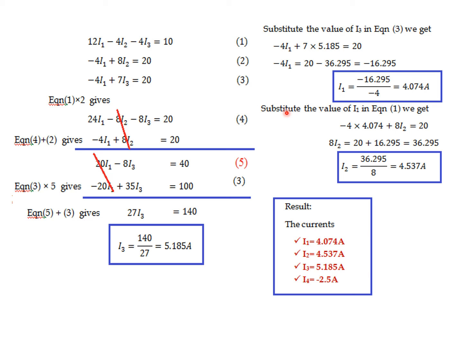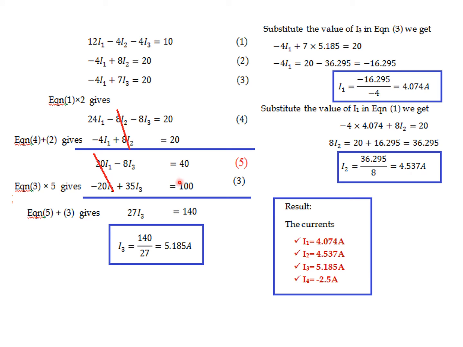Next, substitute the value of I1 in equation number 2. Then only we get the value I2. So minus 4 into 4.074 plus 8I2 equal to 20. So 8I2 equal to 20 plus 16.295, that is equal to 36.295. Now what is I2? 36.295 divided by 8, that is 4.537 ampere. That's all. In this way we can solve the problem using mesh analysis.